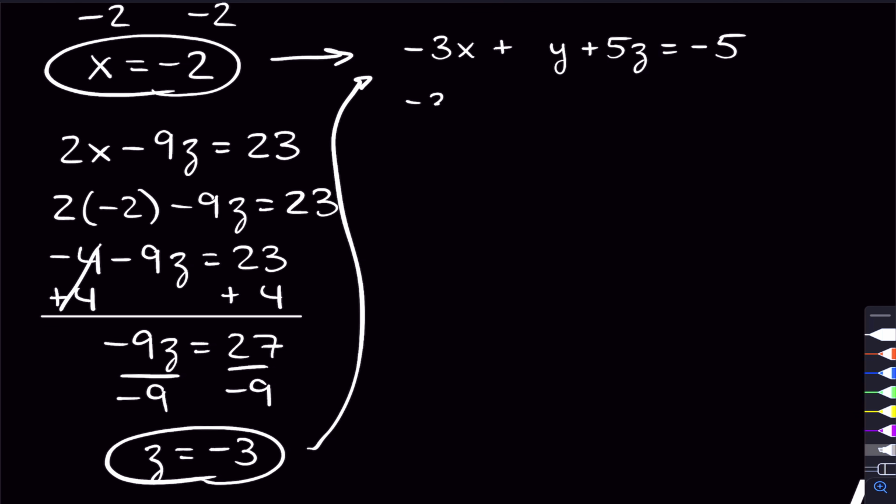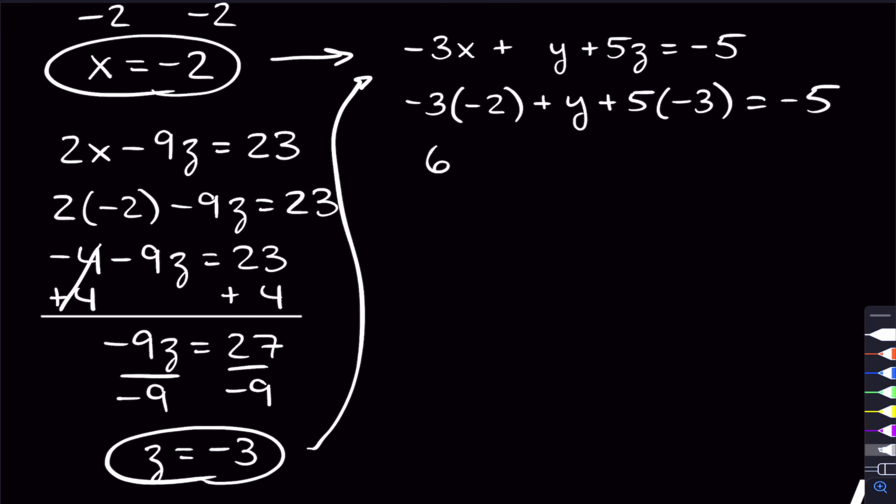And from that, I will get -3 times x is -2. I get plus y. And then I have plus 5 times z, which is -3. And that's equal to -5. Now -3 times -2, that's a positive 6. So I get 6 plus y, and then 5 times -3 is -15. And that is equal to -5.